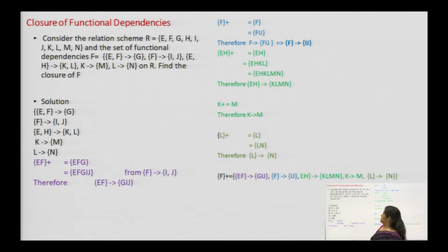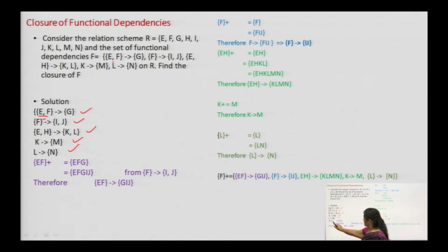The given functional dependencies are E F to G, F to I J, E H to K L, K to M and L to N. Now, to find the closure F plus of the given set of functional dependencies, what we will do is we will take up each functional dependency and determine the closure of the attributes on the left hand side.